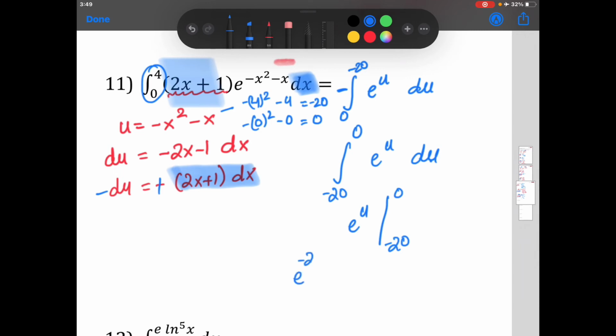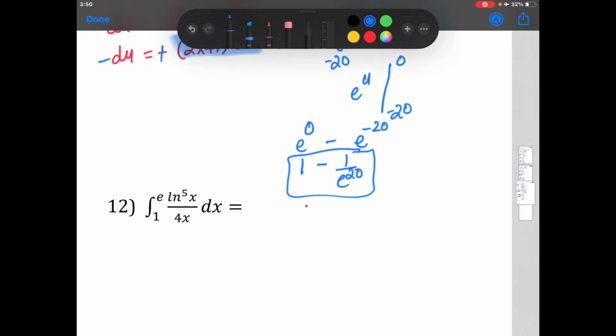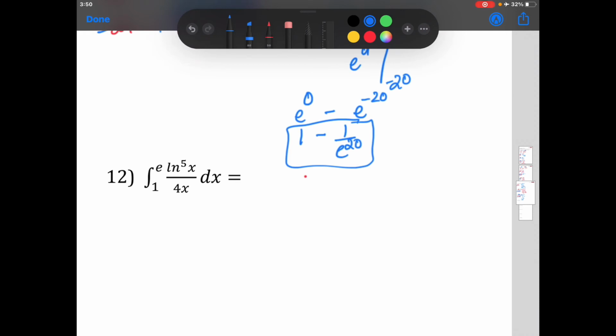So I'm going to just substitute in e to the negative 20, upper bound minus lower bound. Oh, I did the lower bound first. So e to the 0 minus e to the negative 20. Right? E to the 0, anything to the 0 power is 1, and this would be 1 over e to the 20. Okay, and then I think this is the, oh, we have one more page to go.